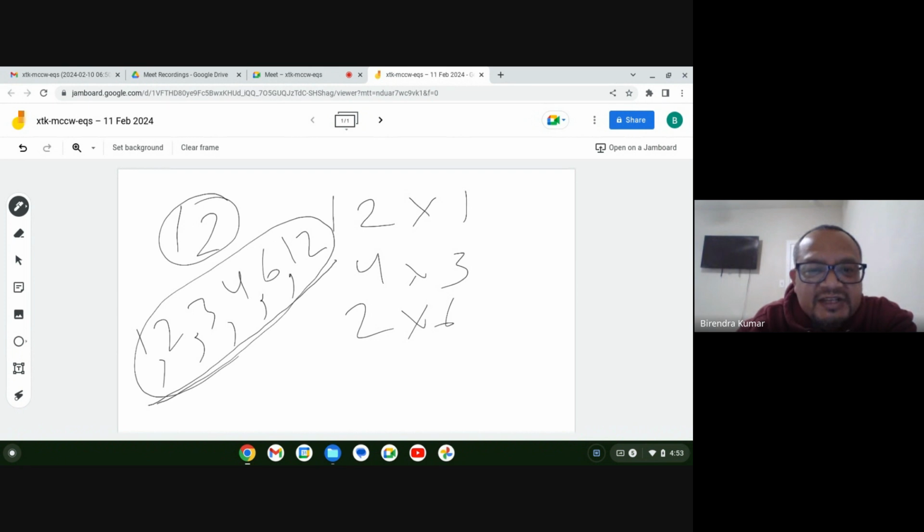If I change my statement, I can also say 12 is a multiple of these numbers, meaning 12 is a multiple of 6, meaning if I multiply 6 with something, I'll get 12. Okay. So 12 is a multiple of 6, meaning if you multiply 6 with something, you'll get a 12. That is the difference between factors and multiples.